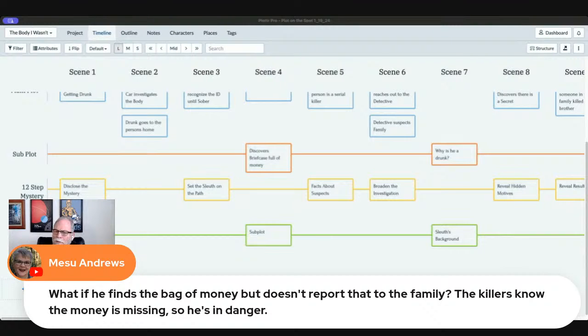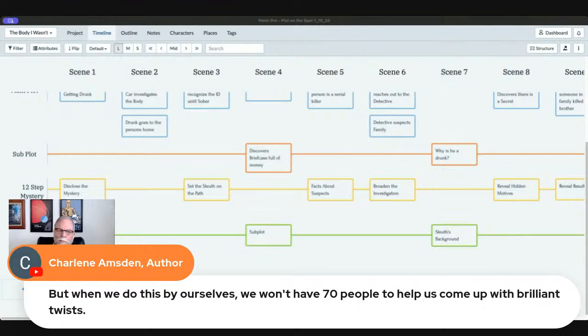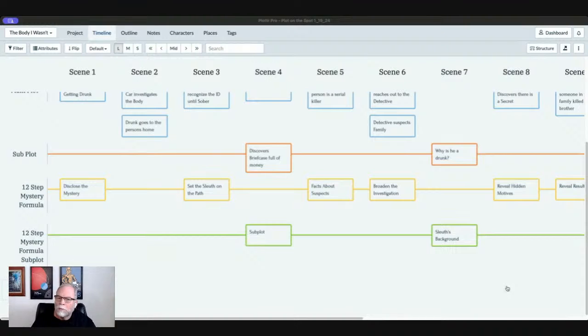Now, I like how Charlene says this because we're going to cover this in a minute. When we do this by ourselves, we won't have 70 people to help us come up with brilliant twists. No, but you can certainly meet with your critique group and have them help you. It's a fun time to sit down with somebody and brainstorm their plot, even if there's only a few of you.